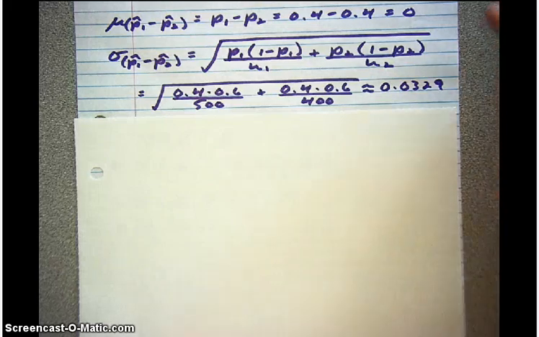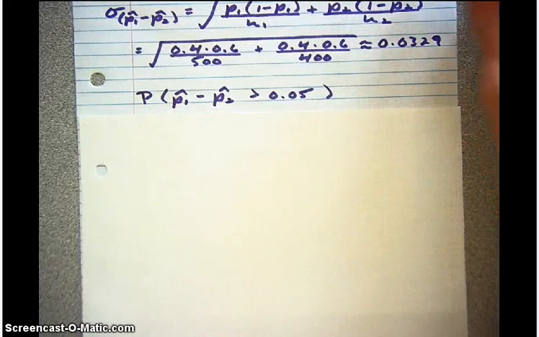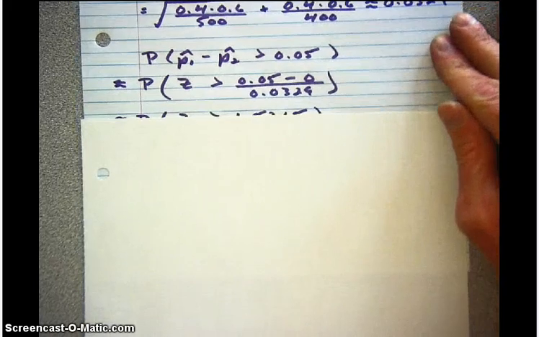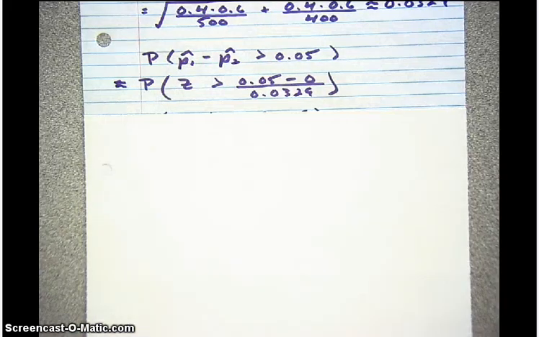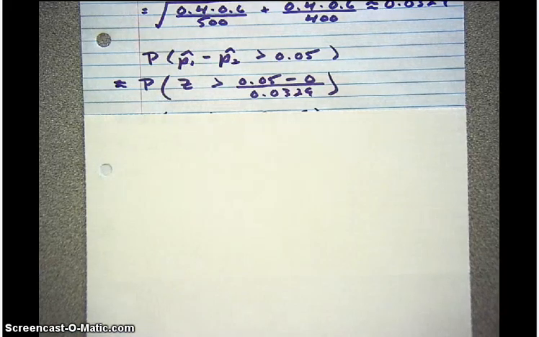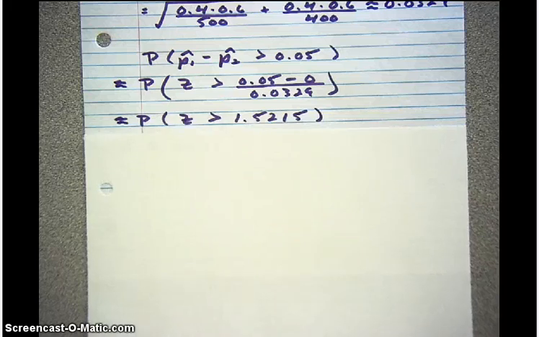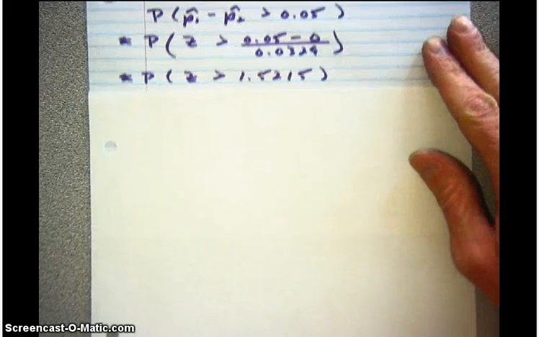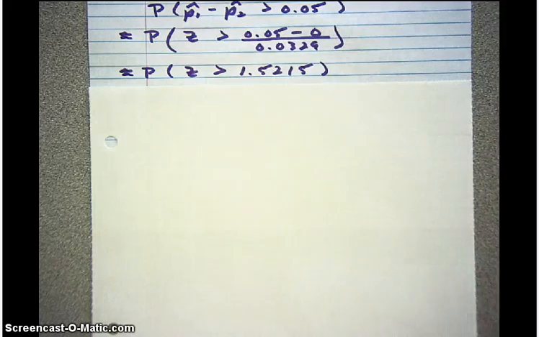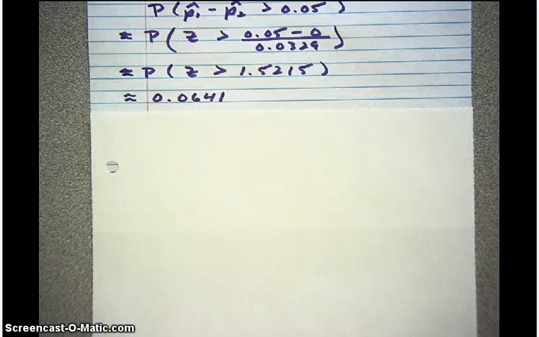Now we can standardize that probability expression from up above using this mean 0 and the standard deviation 0.0329. And instead of writing all those letters and numbers and hats, I'm just going to replace everything with a z and assume that we standardize that side. And then on the right-hand side, we standardize the 0.05, and it'll simplify down to 1.5215. So we're looking for the probability that we get a z-score that's greater than 1.5215 in this case. And that works out to be about 0.0641. So about 6.5% of the time, if the true population proportions are equal, you'll still get a difference in sample proportions that's greater than 5 percentage points.